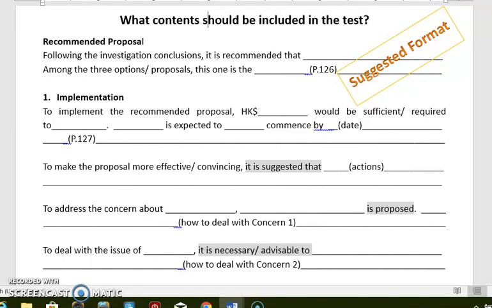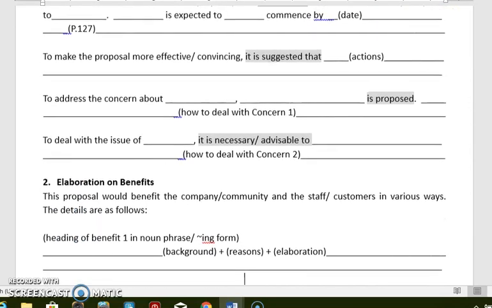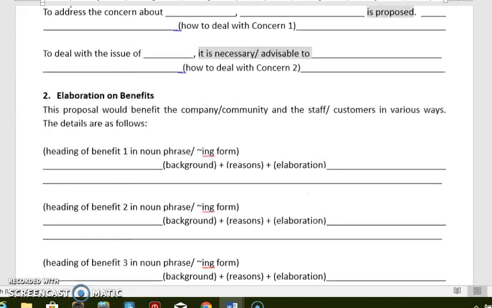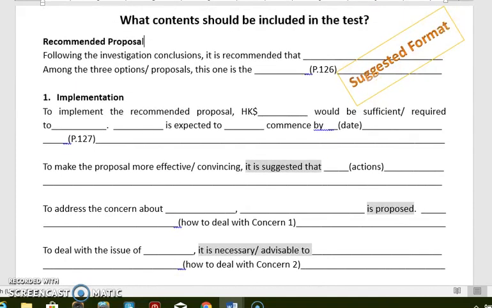Hello, boys and girls. So this time I would like to talk about what contents should be included in your test. Now, let me show you a sample. You can take a look at this sample. As you can see, your report should be composed of 4 sections.